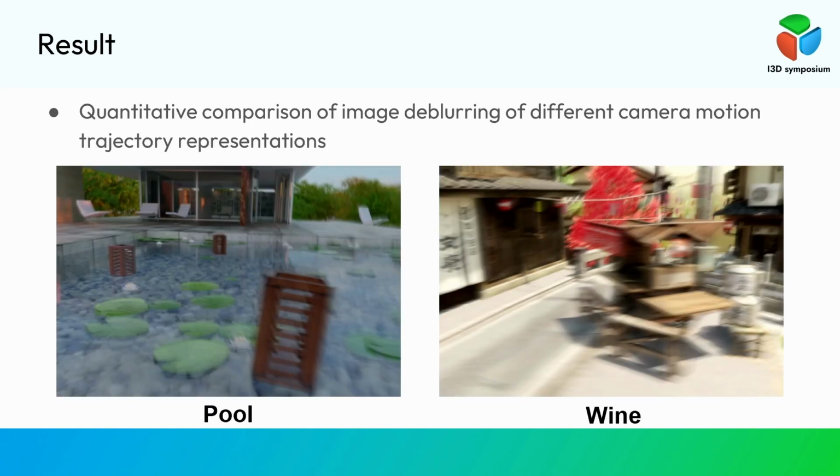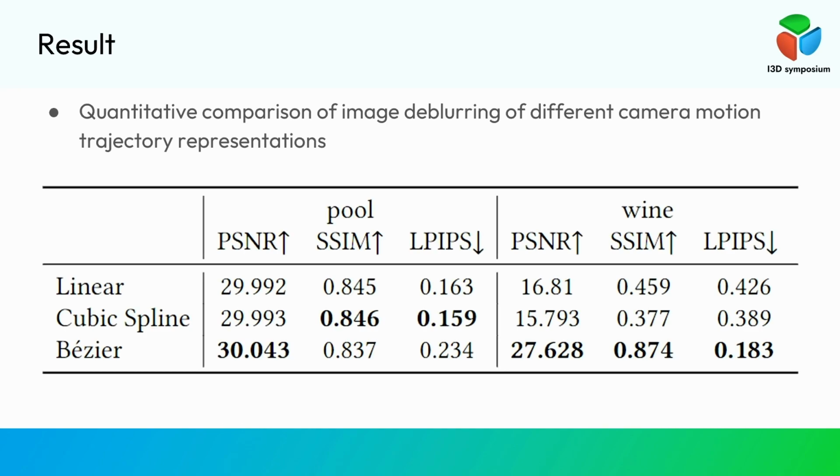Okay, they also evaluate the effect of the representation of camera motion trajectory within the shutter time. They chose pool and wine scenes from XBlurF, which represent low-level and high-level motion blur, to evaluate image deblurring quantitatively. And the results are shown here. As we can see from the low-level motion blur scene, the pool, which has a less shaky camera, the camera only has small movements within the camera exposure, therefore the linear interpolation is enough. And the quality is close to the higher order curve.